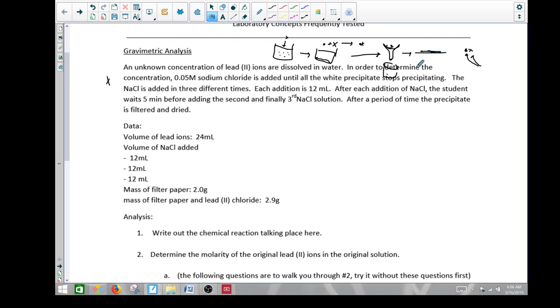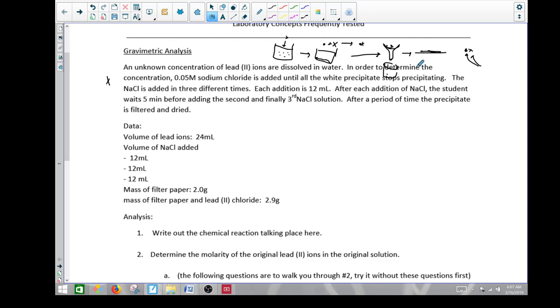So this problem says an unknown concentration of lead 2 ions are dissolved in water. In order to determine the concentration, 0.05 molar sodium chloride is added until a white precipitate stops forming. The NaCl is added at 3 different times, each addition 12 milliliters. After each addition of NaCl, the student waits 5 minutes before adding a second and finally a third NaCl solution. After that period of time, the precipitate is filtered out and dried.